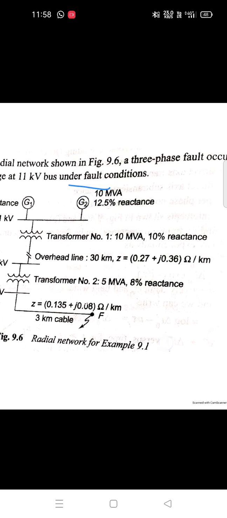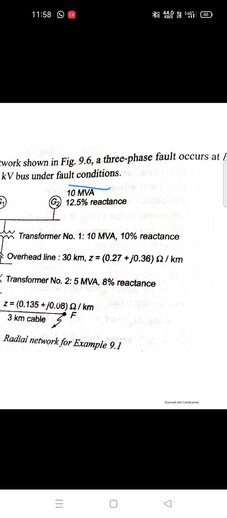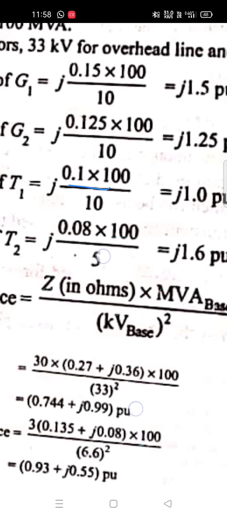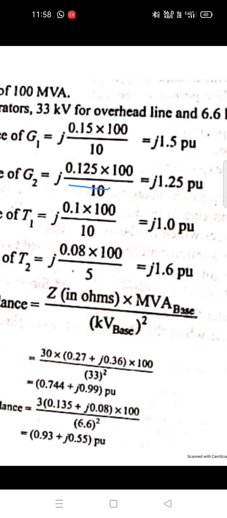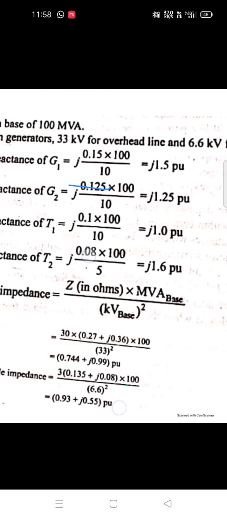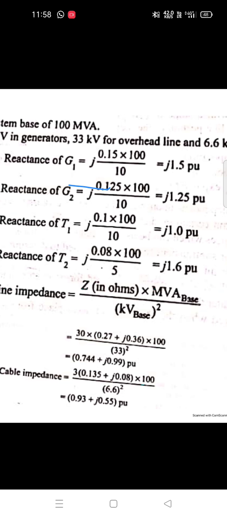Now, what is the Z in ohms of the overhead line? For the overhead line we have a length of 30 km and the impedance is given as 0.27 plus j0.36 ohm. We take this and put it in the formula, with 100 as our MVA base and 33 squared as our voltage base squared. The equivalent result is 0.74 plus j0.99 per unit.